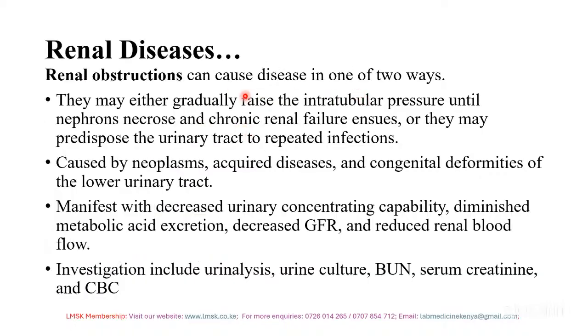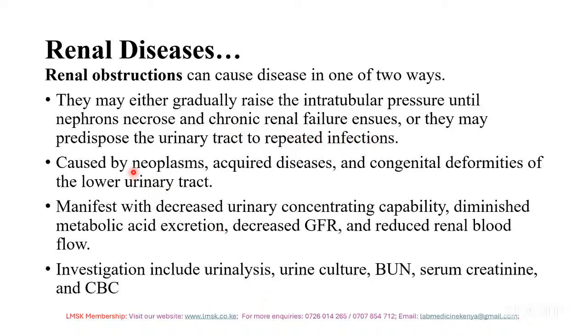Now, renal obstruction is also another condition that can happen. Physical obstruction may happen in two ways, either gradually, which may gradually raise the intratubular pressure until nephrons necrose, they shrink up, and which may also lead to chronic renal failure, or they may predispose to repeated urinary tract infection. Because if there is no flow of fluids, then bacteria are prone to be deposited in those areas where there is inadequate flow, and they can cause infections.